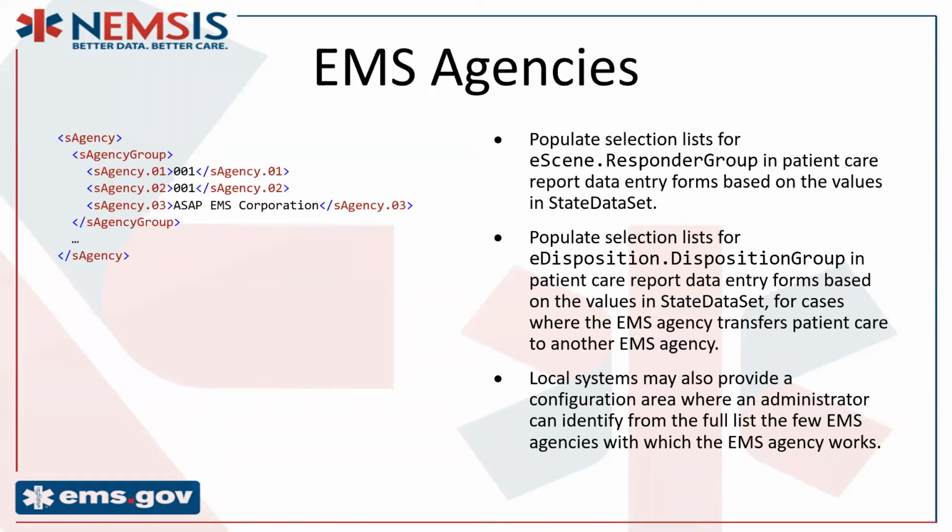Okay, so you can use this, number one, to help your customer know what their own agency number and name are. But that's usually not too difficult. They usually know that information. So where this is more useful, perhaps, is in helping your customer agencies to set up lists for the eScene.responder group section, where they can list other agencies on the scene of a call. That's where this information about other agencies can be really helpful to them.